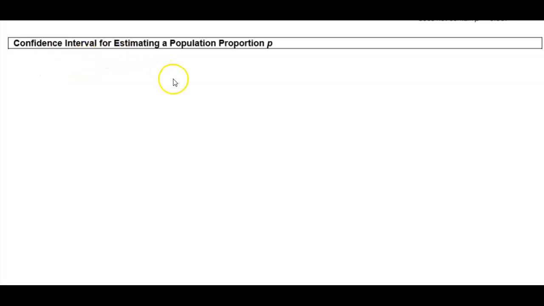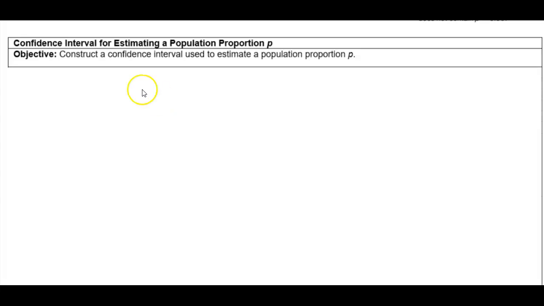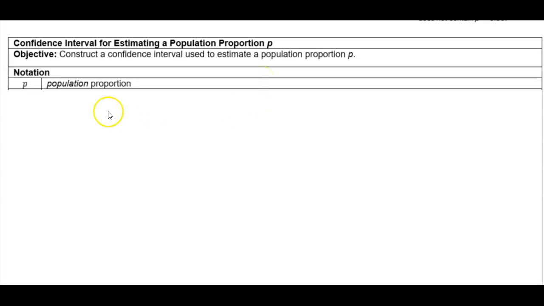Confidence interval for estimating a population proportion. The objective is to construct a confidence interval used to estimate a population proportion p. So here's the notation. p represents the population proportion.